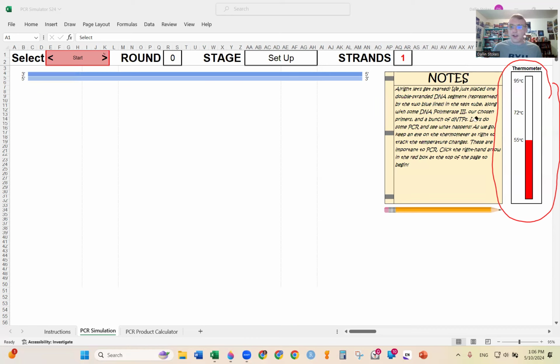Okay, so there are 3 steps. Let's say I'm trying to make a photocopy of this middle segment right here. Let's say this middle segment of DNA is some gene that I want to study or something like that. So I want to make a lot of photocopies of that particular segment. So we're going to do PCR to make copies of that.